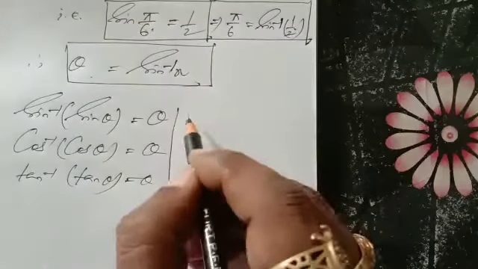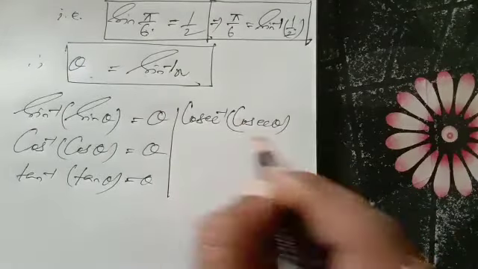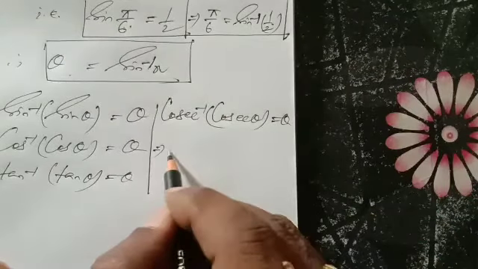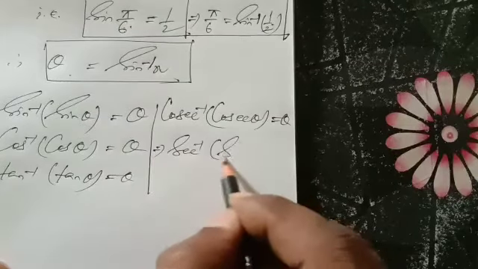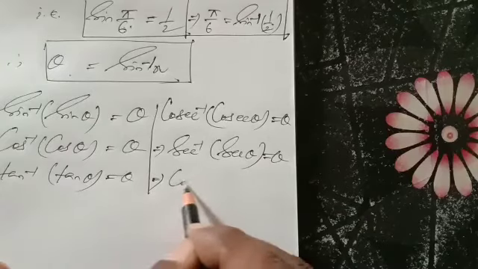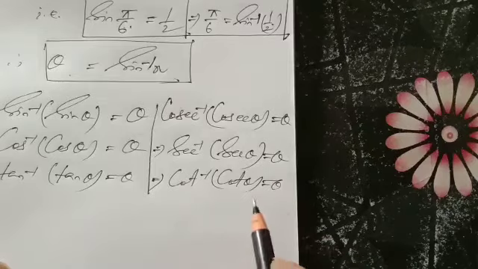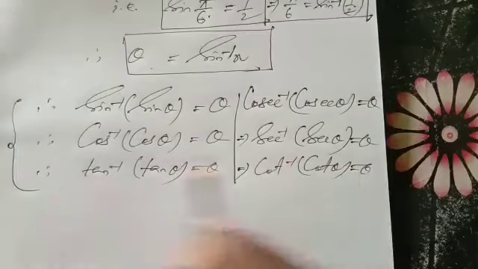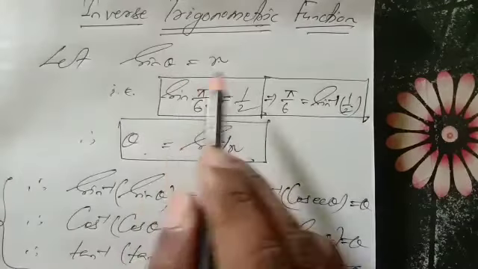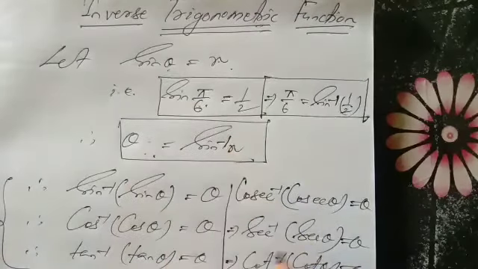Same process, you tell. Cosec inverse cosec theta is equal to theta. And sec inverse sec theta equal to theta. Cot inverse cot theta also equal to theta. There are 6 trigonometric ratios. Sin inverse sin theta equal to theta. How are we getting this? First of all, sin theta is equal to x, then theta is equal to sin inverse x.